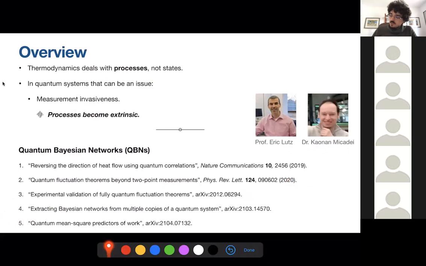And then we have three more papers, which discuss consequences of this framework. We first show how it can be used to provide experimental validations of fluctuation theorems. So this is another experimental paper. We also show how to compute these Bayesian networks experimentally, so we provide a method for computing them. And finally, I'll discuss some of the work done by Marcelo on how we can apply these Bayesian networks to make predictions about work. But this one I'm not going to talk too much about because Marcelo will give a lecture about this. So I don't want to give too many spoilers.